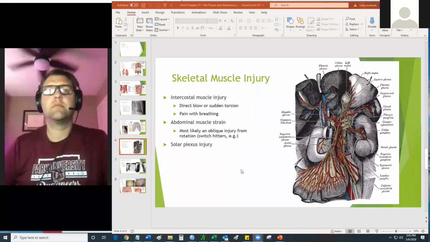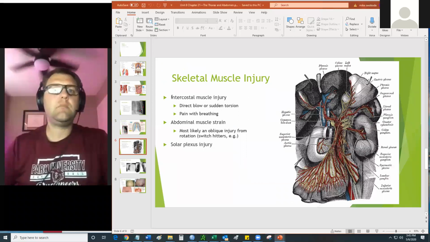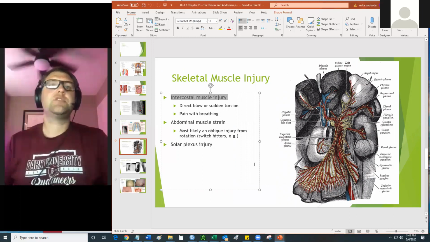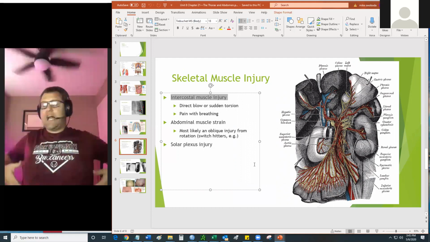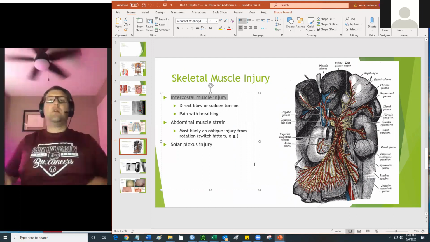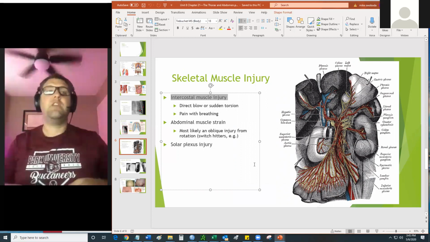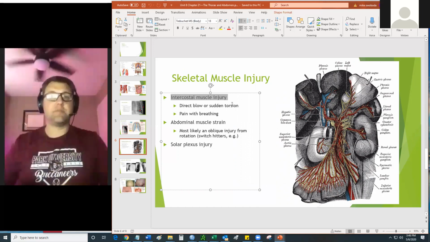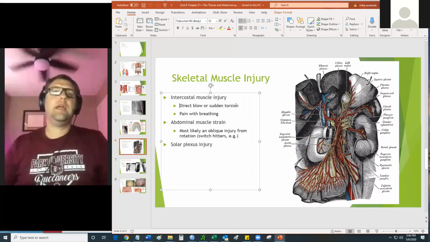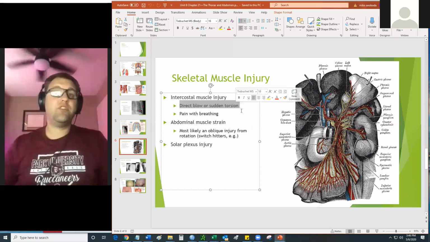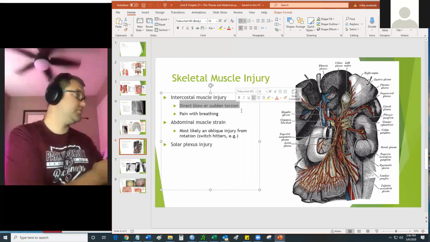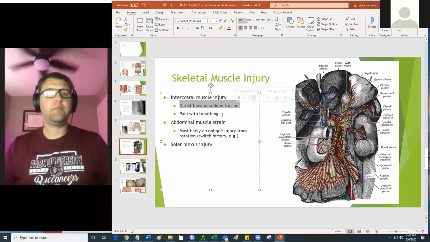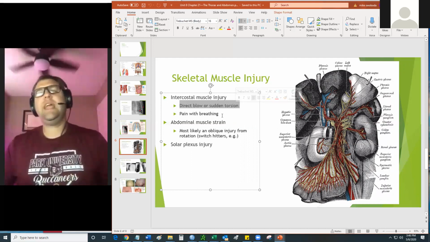Now, a couple other injuries you want to know about here. Your intercostal muscles are the muscles you have of respiration. So all the muscles that line the actual rib cage itself are your intercostal muscles. They allow your rib cage to expand and contract so that you can breathe in and breathe out. If you get hit in the ribs, or if you all of a sudden do a torsion force where you twist, you can potentially strain one of those muscles. No real big issue, but it can make breathing painful.